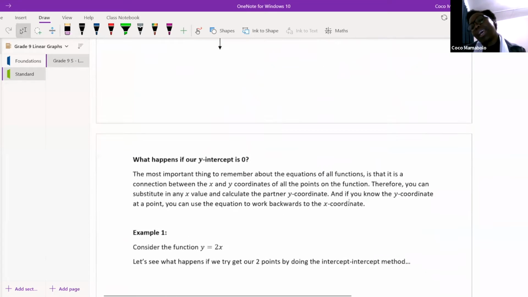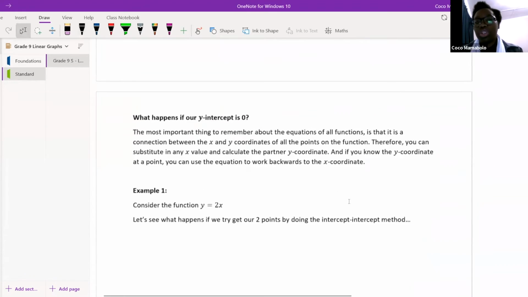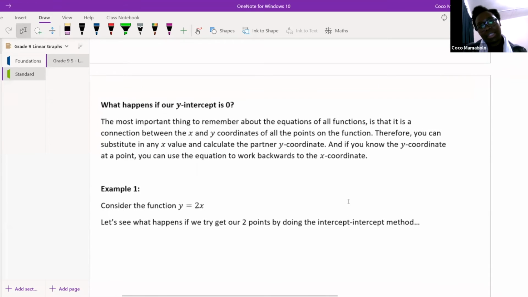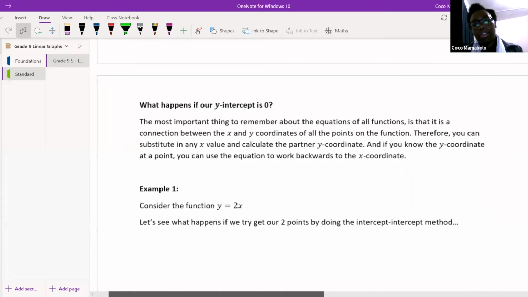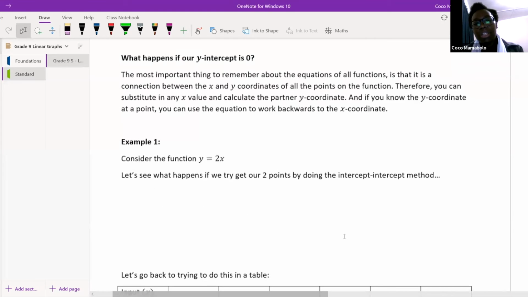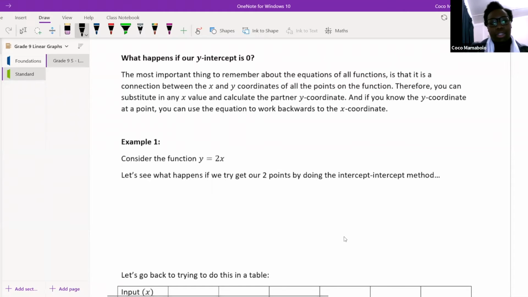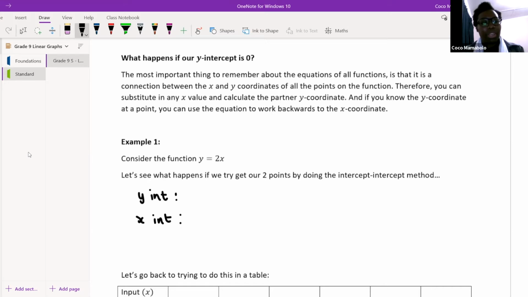All right. Now we understand that we're looking for 2 coordinates: our y-intercept and our x-intercept. But what happens if our y-intercept and our x-intercept are the same thing? Now let's look at the graph of y is equal to 2x. Tiana put it so beautifully for us. If I want to find my y-intercept, tell me in the chat, what do I need to do? And if I want to find my x-intercept, what do I need to do? Let me know in the chat.